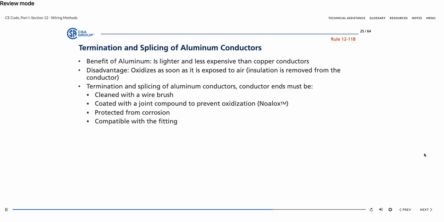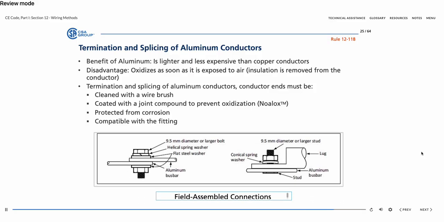To account for aluminum and copper expanding at different rates, when field mounting aluminum lugs to copper or aluminum bus bars, washers must allow for the different expansions of the metals involved. Note that a minimum of 9.5 mm or 3/8 inch stud or bolt must be used to make the connection.